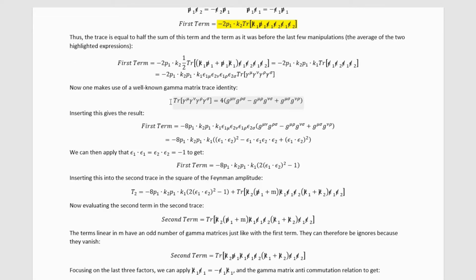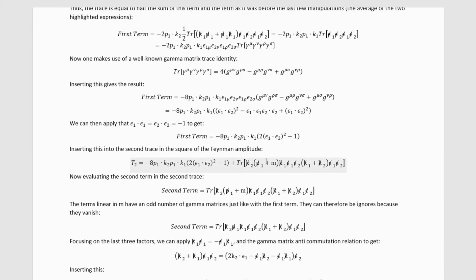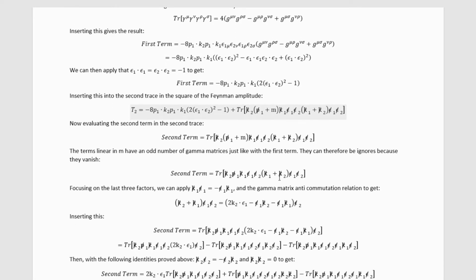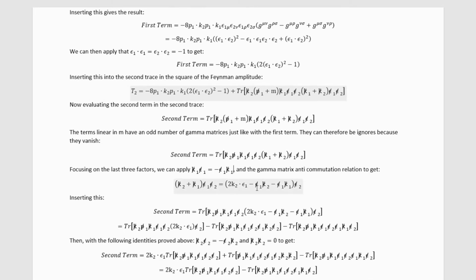Then we can apply this famous gamma matrix identity to rewrite it like this, and rewrite that in terms of dot products, and then we can simplify it because these two dot products are equal to -1, and we see we only need to do this second term trace. So let's get started with that. The terms linear in m have an odd number of gamma matrices, just like with the first term. They can therefore be ignored because they vanish, which gets us this result. Focusing on the last three factors, we can use this identity on them and the gamma matrix anti-commutation relation to get this result here.